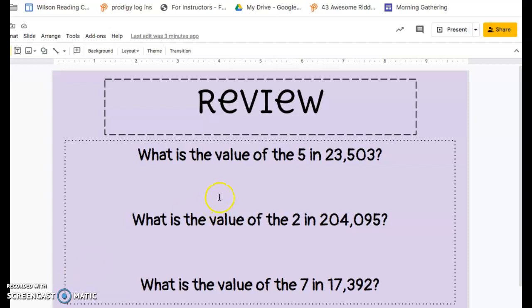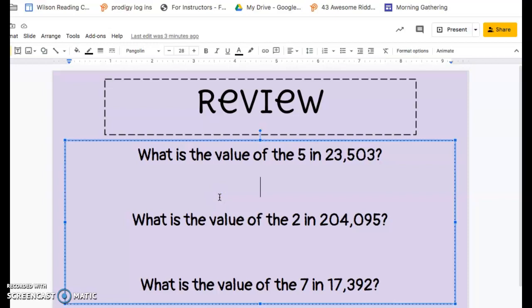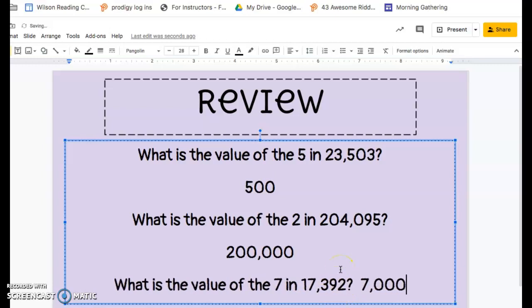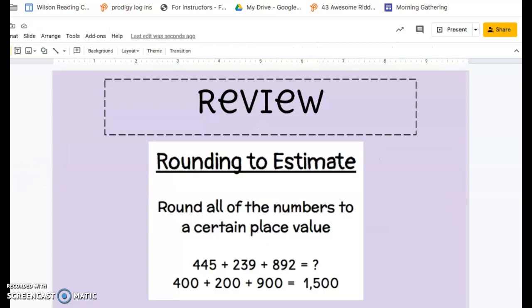All right, fourth graders, let's go over the work we just did on our whiteboards. So I noticed the 5 is in the hundreds place, so I know its value is 500. Looking at my number here, the digit 2 looks like it's in the hundred thousands place. So my 2 is valued at 200,000. The 7 here in 17,392 is in the thousands place, so it's valued at 7,000. Great work.